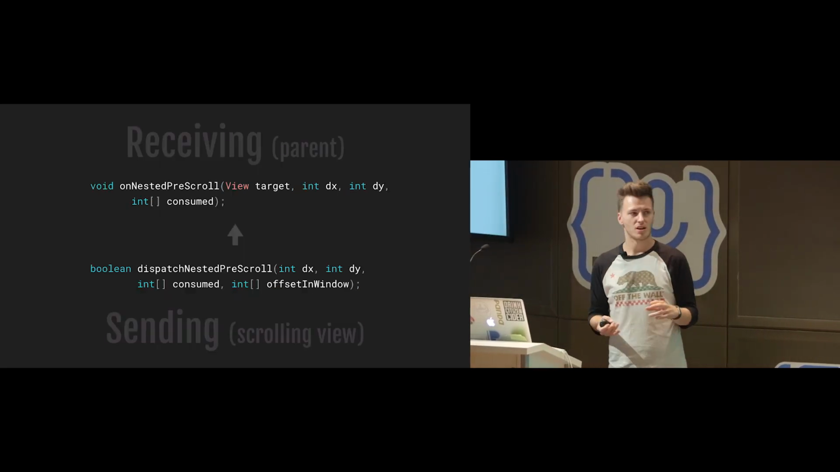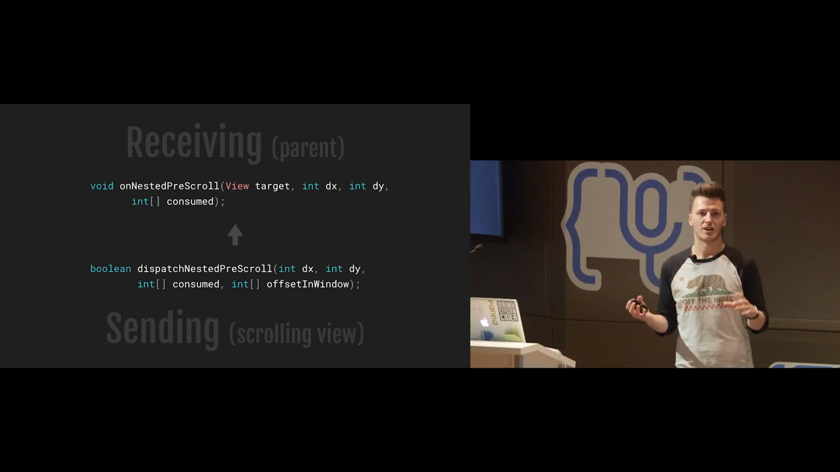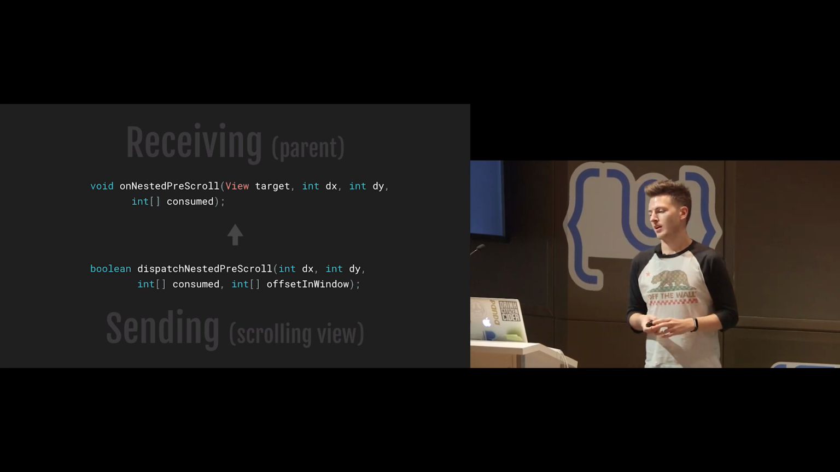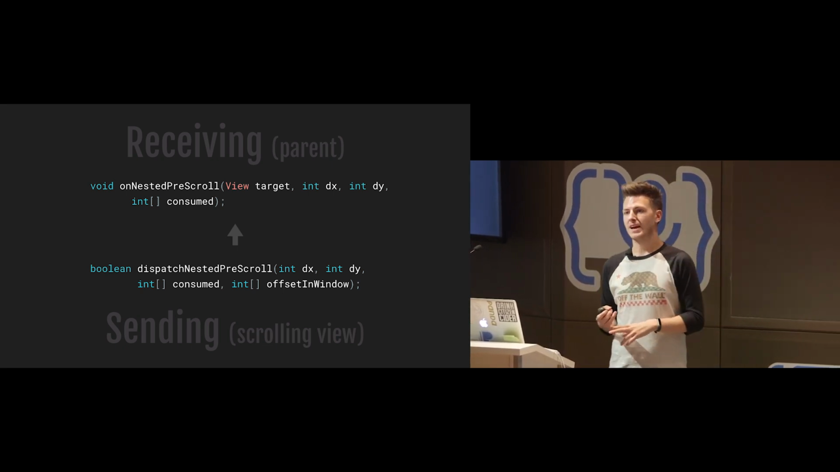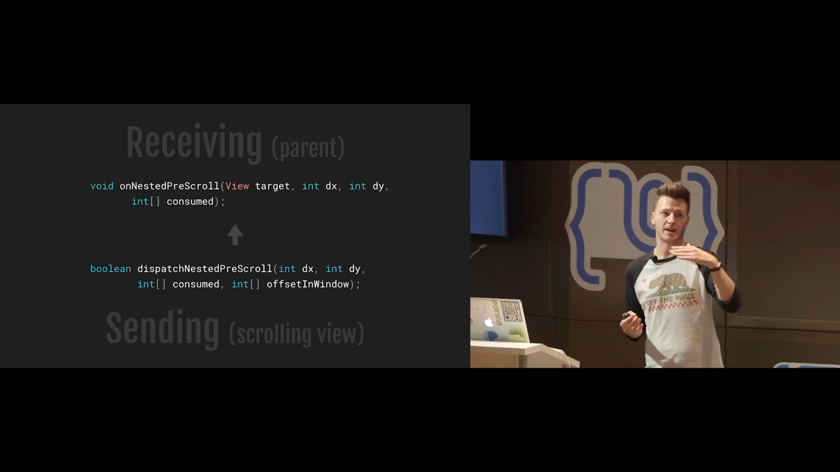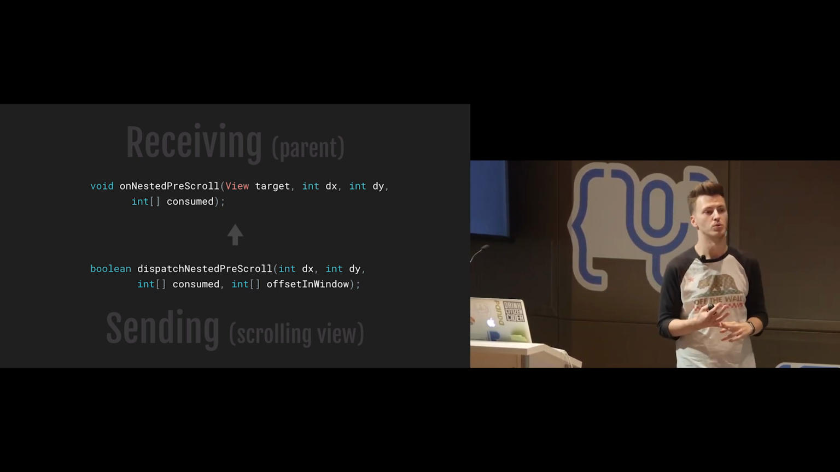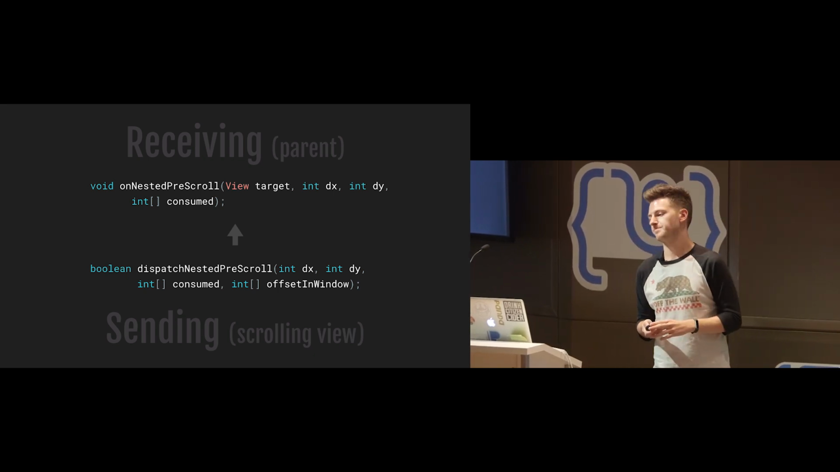So there's two things to really know about the API. The first is the relationship between the sender and receiving side. This is quite obvious, but I thought I'd point it out anyway. When a scrolling view calls dispatchNestedPreScroll, that will bubble up to its parents, and those parents will have their onNestedPreScroll method called. And the same thing happens for the four other different methods.